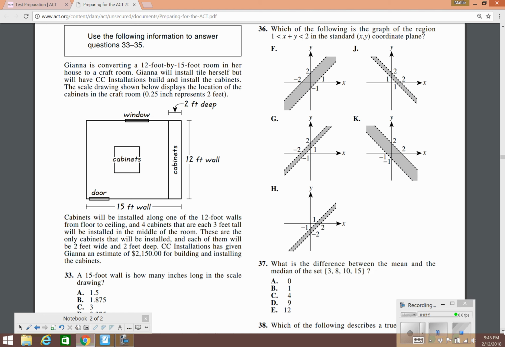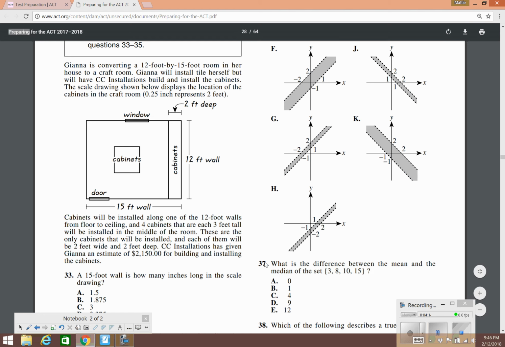This next one says, use the following information to answer questions 33 through 35. So they're going to give us this setup, and then we're going to answer some questions about it. It says, Gianna is converting a 12-foot by 15-foot room in her house to a craft room. Gianna will install tile herself, but will have CC Installations build and install the cabinets. The scale drawing shown below displays the location of the cabinets in the craft room, and then it tells us 0.25 inches represents 2 feet. So here is the setup.